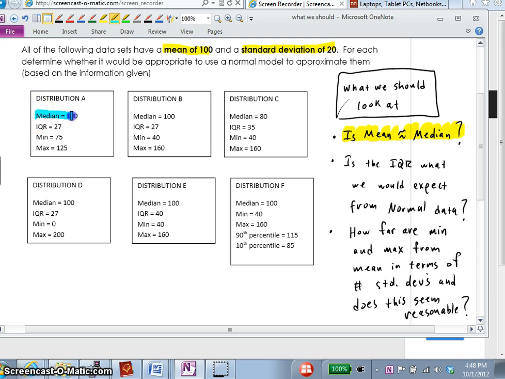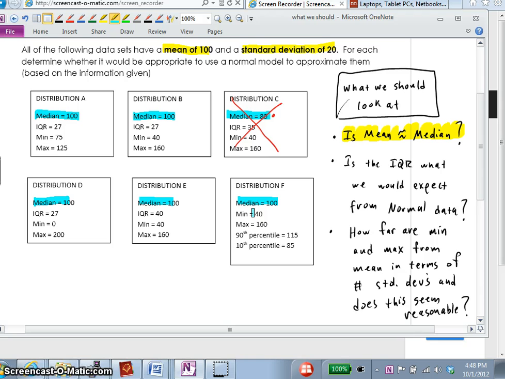We can see distribution A, the median is 100, so that one's all good. Distribution B, it's 100. Distribution C, the median is 80. That is one standard deviation difference from the mean, and that leads me to believe that distribution C would not be appropriate to use a normal model, just on this basis alone. Similarly, knowing that A and B, and D, E, and F, have medians that are all 100, which is the same as the mean, is not enough information to say a normal model is appropriate.